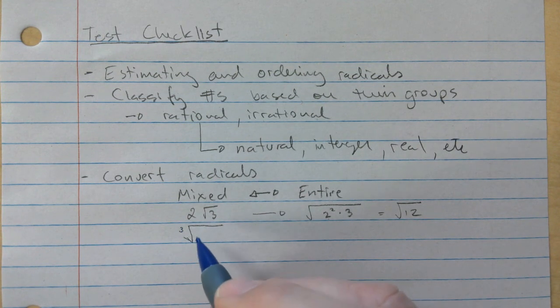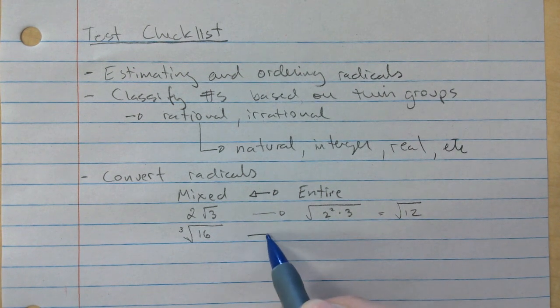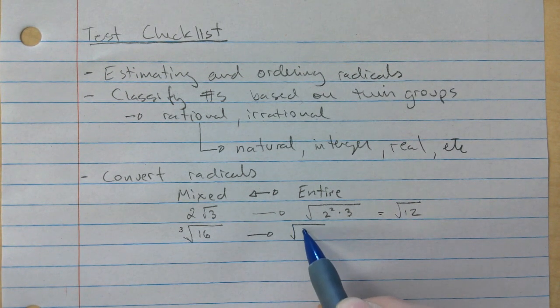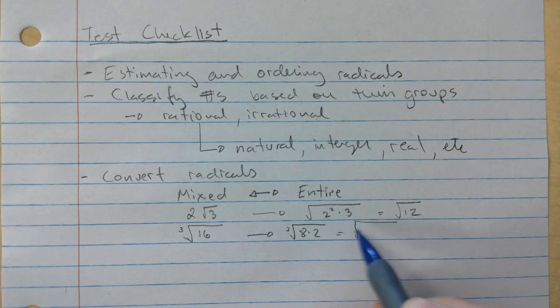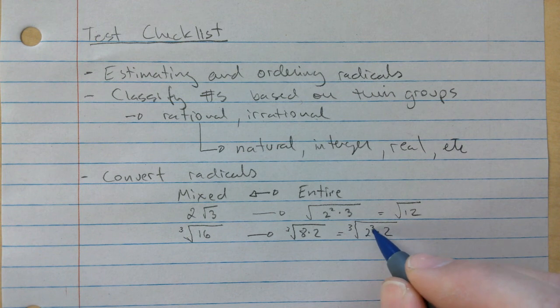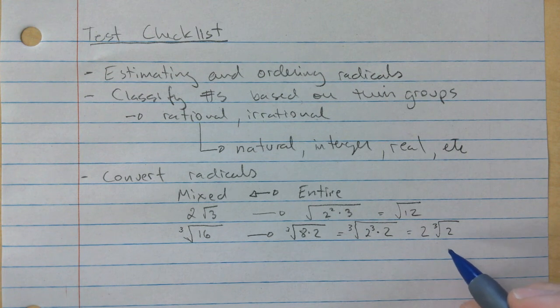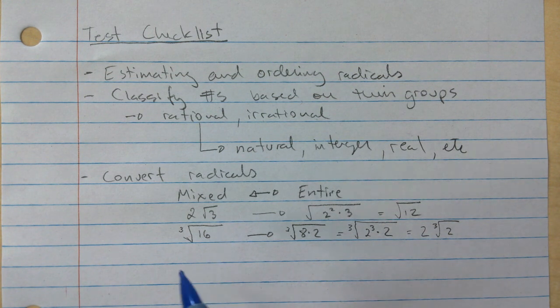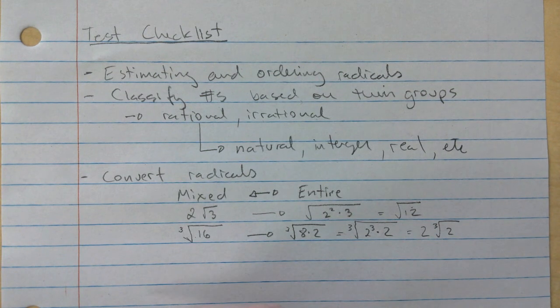Cube root of 16 would be cube root of 8 times 2, and that would be cube root of 2 cubed times 2, and because you have a group of 3 that goes out, it's 2 cube root of 2. So you're going from mixed to entire, and you're going from entire to mixed. Okay, so you got to be able to do that.